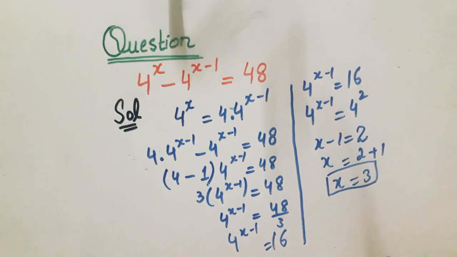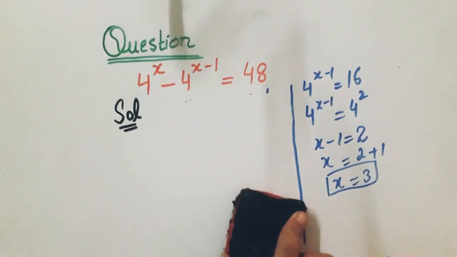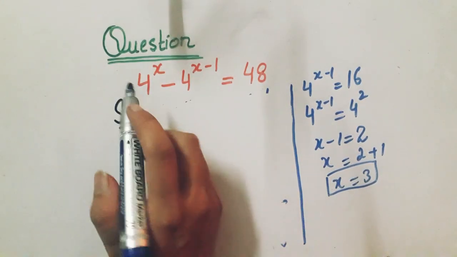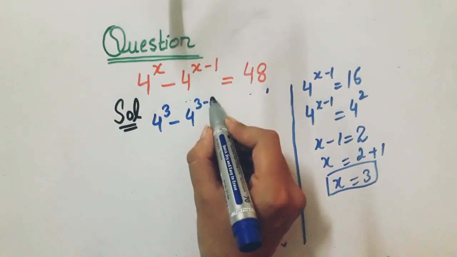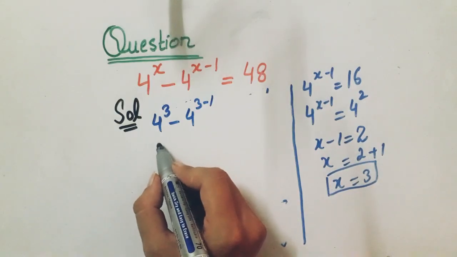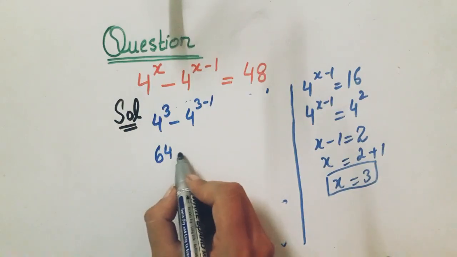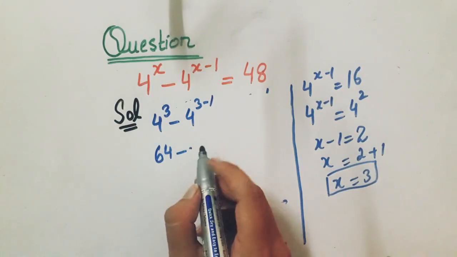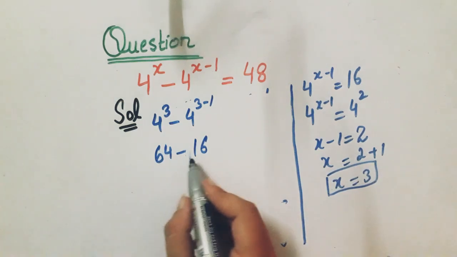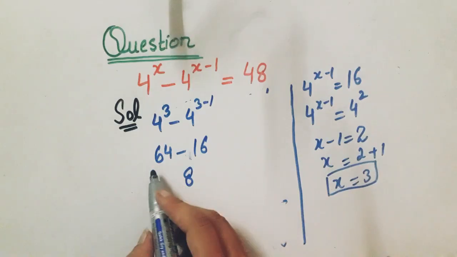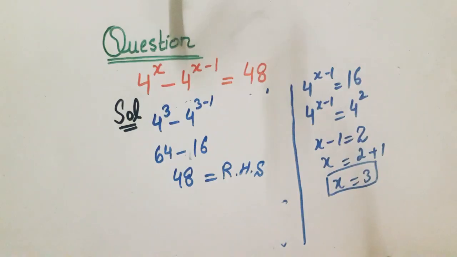Now we will verify our solution, that this is right or not. For verification we will substitute the value of x: 4 raised to power 3 minus 4 raised to power 3 minus 1. 4 raised to power 3 means 4 multiply 4, that is 16, and 16 multiply 4 is 64. Minus 4 raised to power 3 minus 1 is 2, so 4 square is 16. Now we will subtract: 64 minus 16 is 48. That equals the right hand side. So this is the answer.